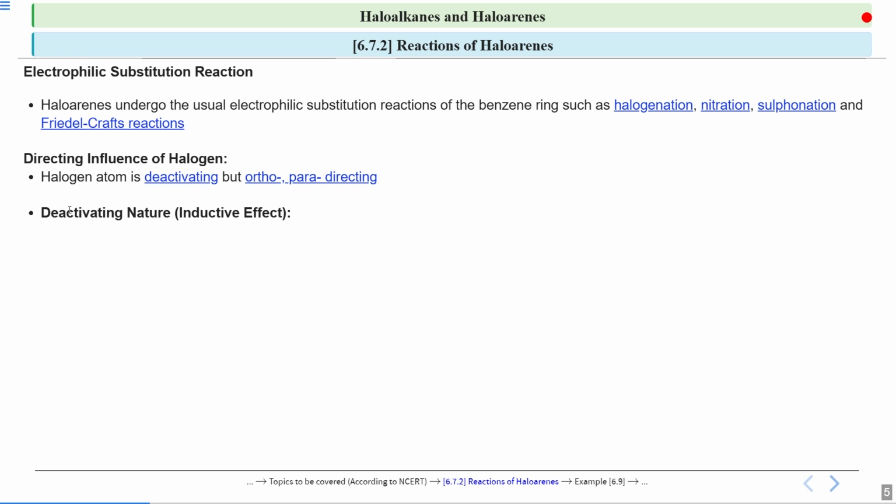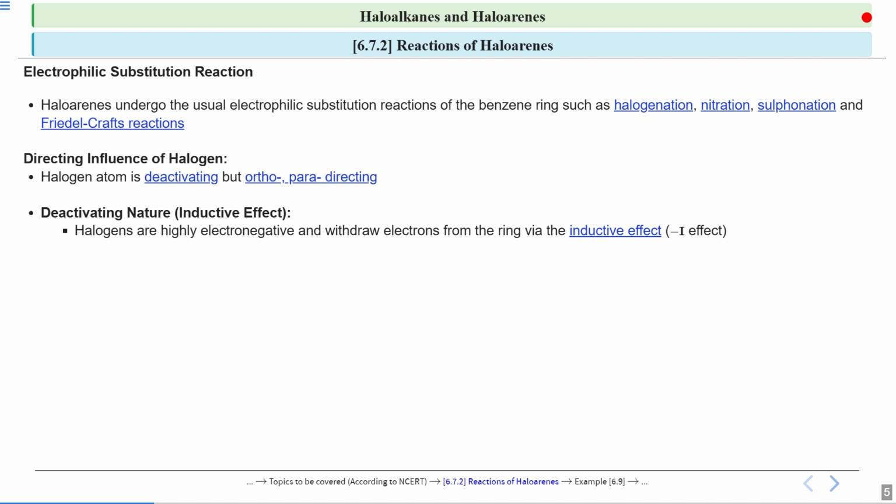Deactivating nature. Now its deactivating nature is due to the inductive effect, that is, the attraction or shifting of the electrons away from the rest of the chain or rest of the ring towards the sigma bond. So the deactivating nature is due to the inductive effect shown by halogens.